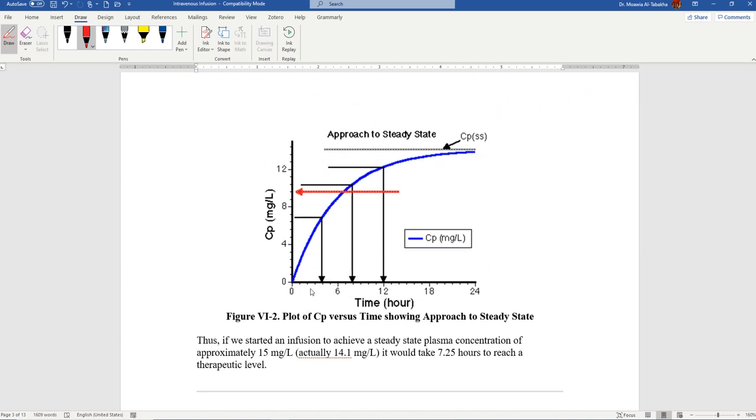Here it will show you the time to reach steady state, which depends on the half-lives. So we get to this number after 1 half-life, 2 half-lives we get here, 3 half-lives we get here, and so on. So we need at least 4 or 5 half-lives to get very close to the CPSS.